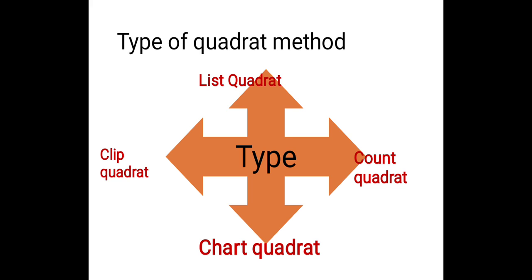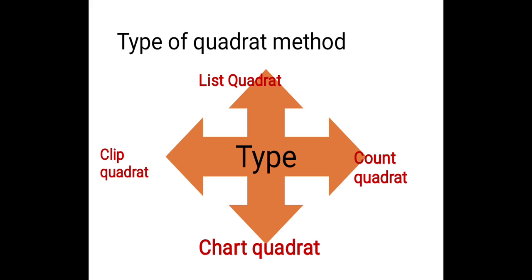Chart quadrat, the third one, records the position and area covered by branches or grasses, mosses, etc. on coordinated or graph papers. These graphs help to compare changes in the structure of the community.